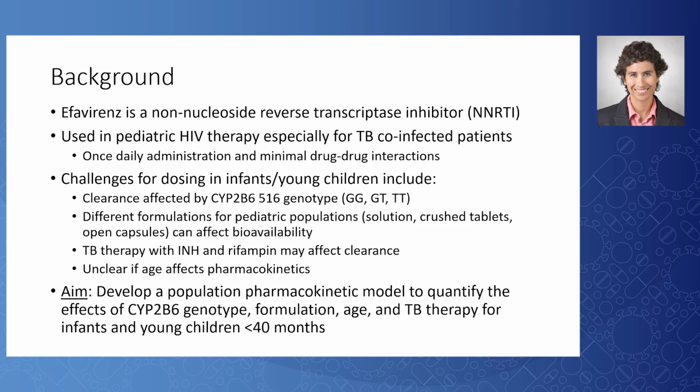Different formulations exist for pediatric populations, namely solution, crushed tablets, and open capsules, all of which can affect bioavailability. Anti-tuberculosis therapy may also affect clearance, and it's unclear if age affects the pharmacokinetics. The goal of the current study was to develop a population pharmacokinetic model to quantify the effects of CYP2B6 genotype, formulation, age, and anti-tuberculosis therapy for infants and young children less than 40 months of age.